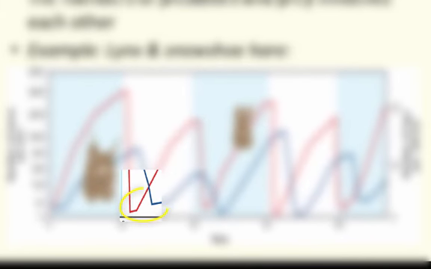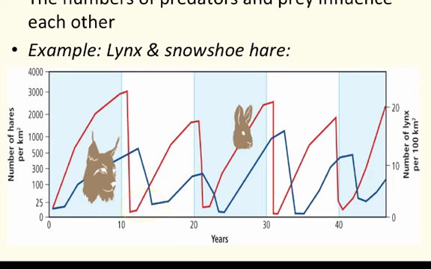And then there's this recovery phase. This allows the prey population to recover and increase in number once again. And once that has increased, the predator population can increase because there are more prey.